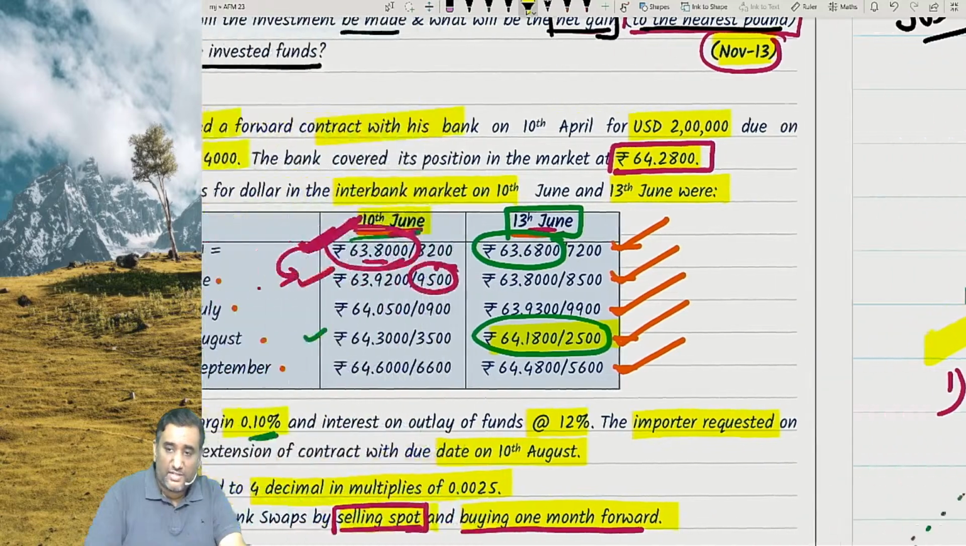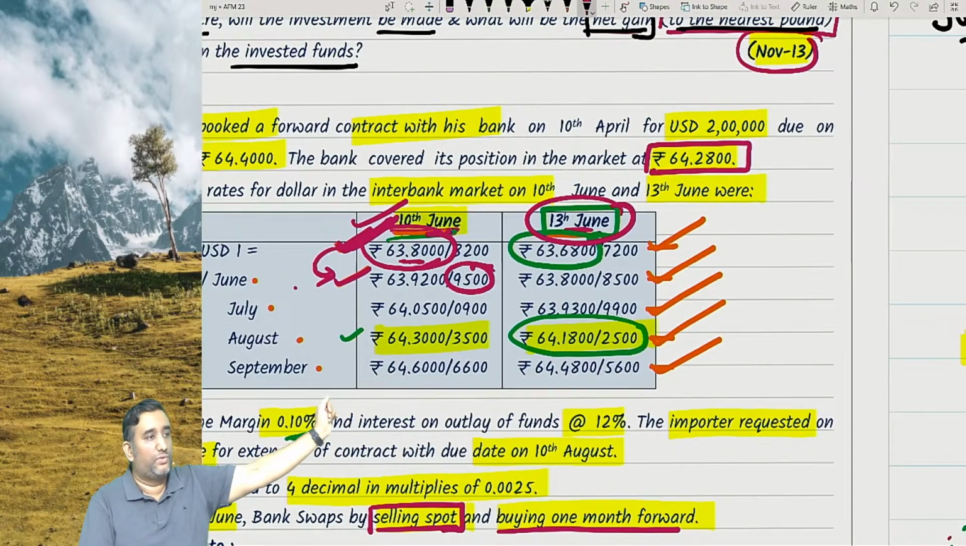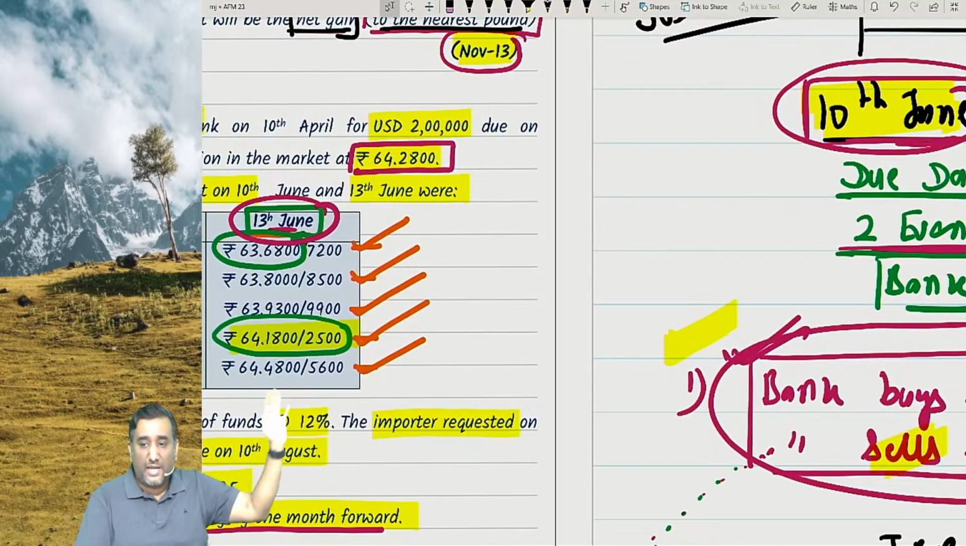Now some of you might say, sir, this could be the 10th. I agree, this is the 10th, let's suppose. But how can you stand on the 13th and do the agreement of the back date of the 10th June? You cannot do that. That means the only possibility you have is standing on the 13th. If the rates are available, you'll assume these rates are of which date?